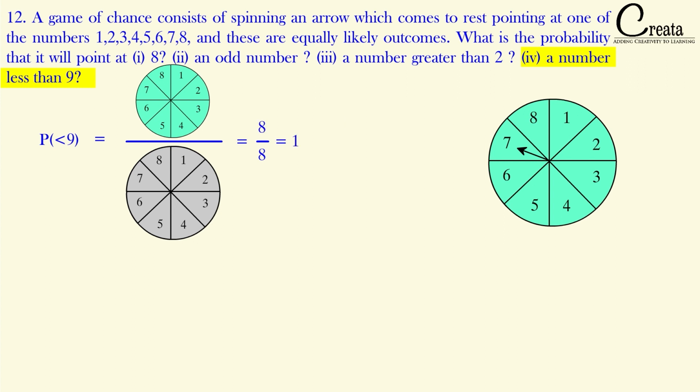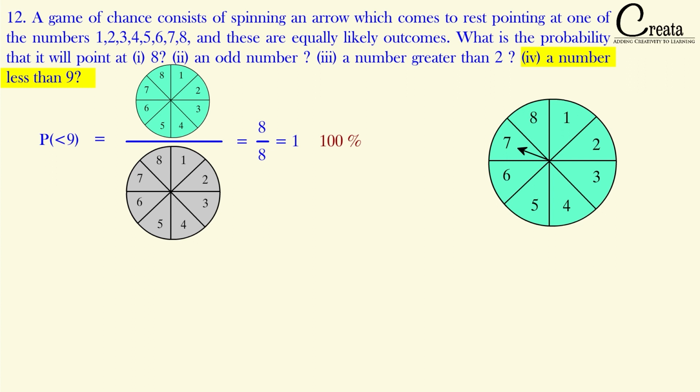So in the numerator all the 8 segments will come, and in the denominator again all the 8 segments will come. So we got our answer as 8 by 8, that is 1. 1 probability symbolizing 100% possibility. It means that the possibility of getting a number less than 9 is 100%. If you observe, the arrow will rest at any of the numbers from 1 to 8. So the possibility of resting of this arrow on any of the numbers from 1 to 8 is 100%. That is a sure event, 100% possibility.